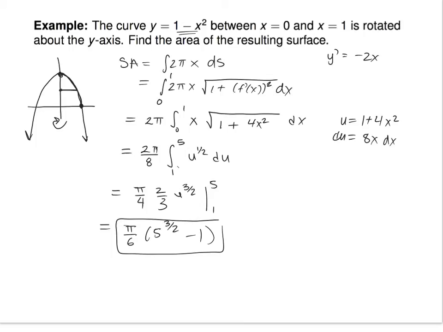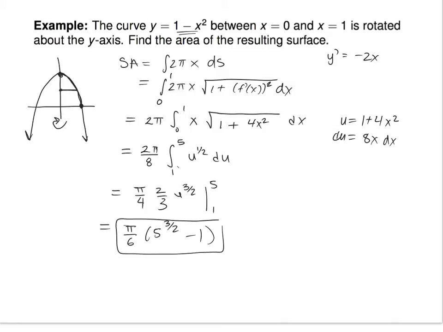Is there a reason you always start with the 2 pi in the integral? No, there's no reason. It can always come out. So you can just start with the 2 pi outside of the integral, and the answers will never change.